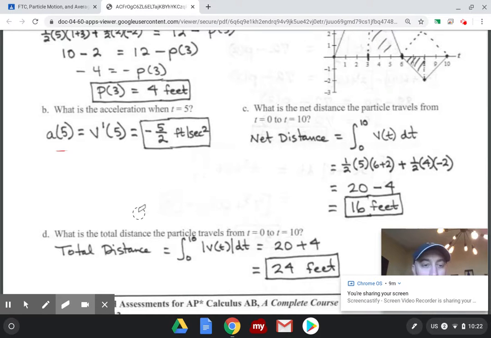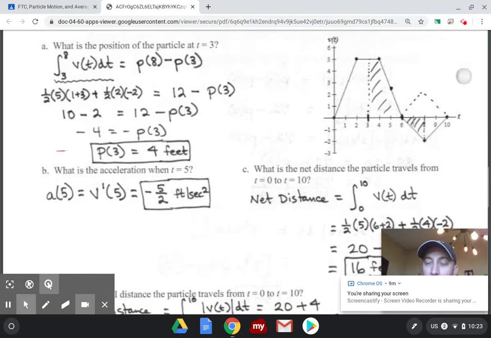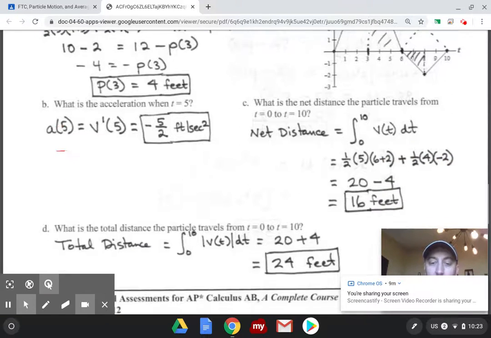D, what is the total distance? So the total distance just means that we actually have to make sure that we use the absolute value. It doesn't matter whether it's above the x-axis or below the x-axis. All of our areas are going to end up being positive, so our total distance is 24 feet. When we add up the area of this first shape plus the triangle that's underneath the x-axis, it ends up being 24.